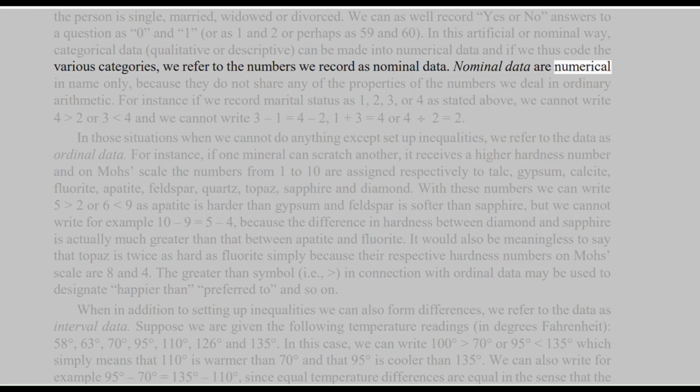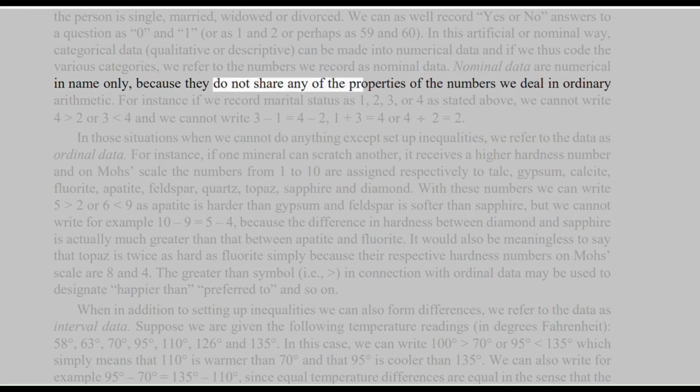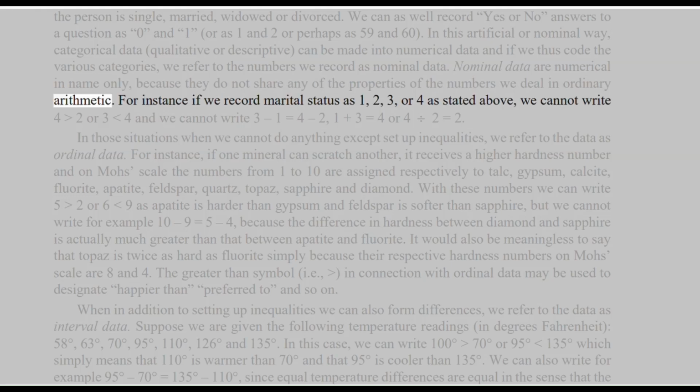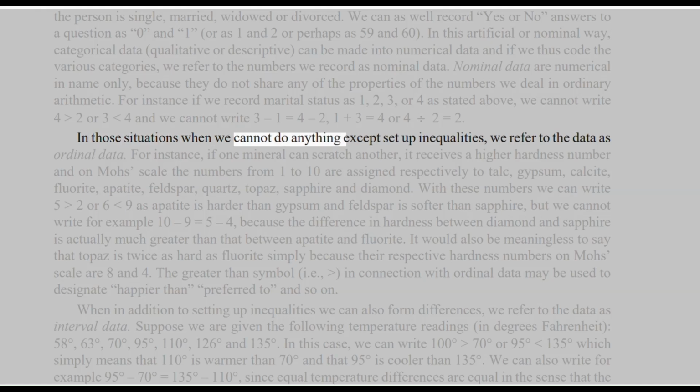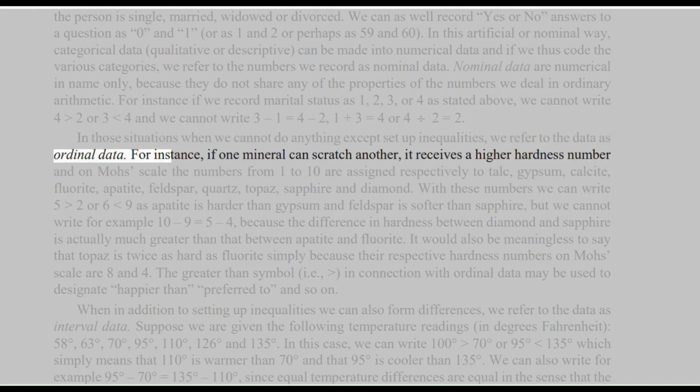Nominal data are numerical in name only, because they do not share any of the properties of the numbers we deal in ordinary arithmetic. For instance, if we record marital status as 1, 2, 3, or 4 as stated above, we cannot write 4 > 2 or 3 < 4, and we cannot write 3 to 1 is equal to 4 to 2, 1 plus 3 equals 4, or 4 ÷ 2 is equal to 2. In those situations when we cannot do anything except set up inequalities, we refer to the data as ordinal data.